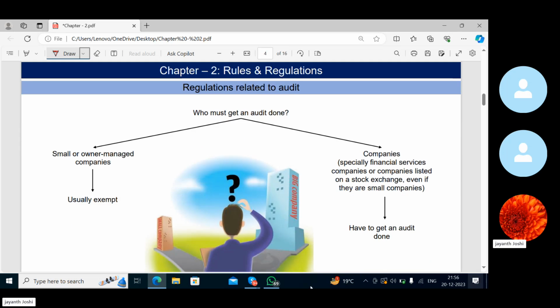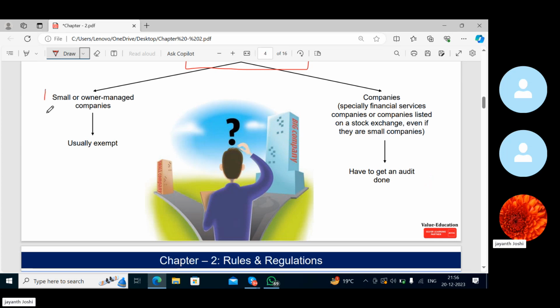Rules and regulations related to audit. Who must get an audit done? First of all, the government has decided something, you know. They have decided who are supposed to get themselves audited as per the government. So small or owner managed companies are usually exempt. Why? Because the shareholders are the owners themselves, and not outsiders in the sense.